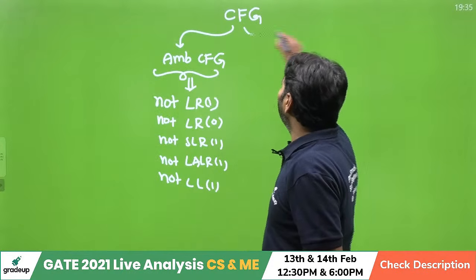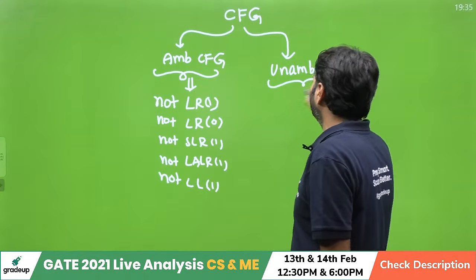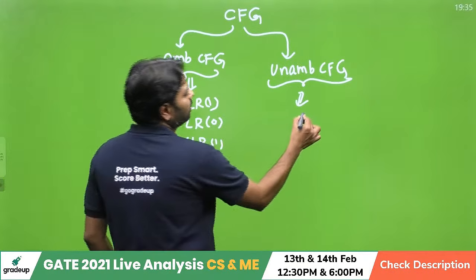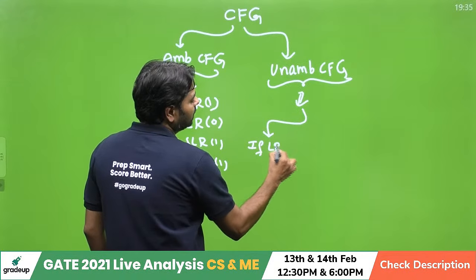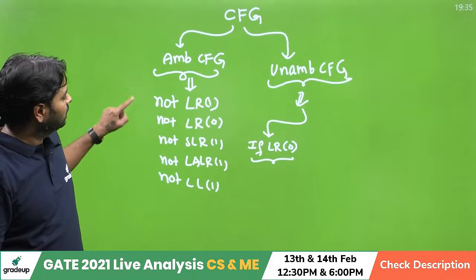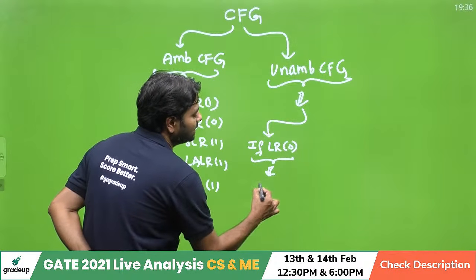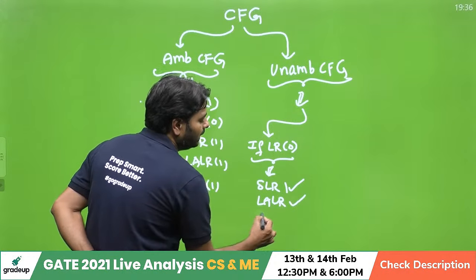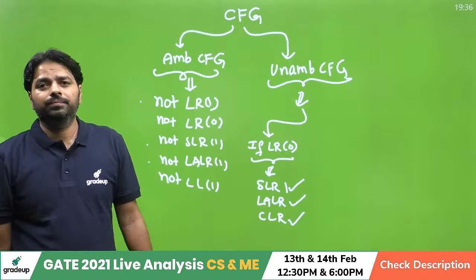Okay, unambiguous CFG. Don't worry about what I have not discussed yet. Keep asking. If it is unambiguous, there are 2 problems. Look at the options. If it is LR0, your answer is done. If it is LR0, then no need to check LR1, SLR1, LALR1, because it is going to satisfy SLR1, LALR1 and CLR1, but LL1 you check separately. Clear? Everybody?